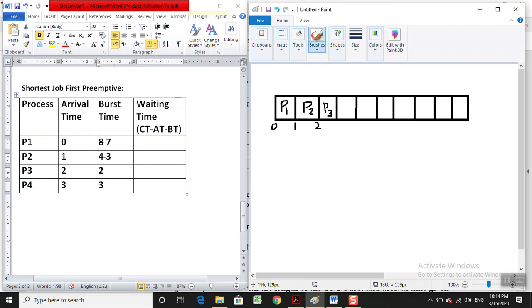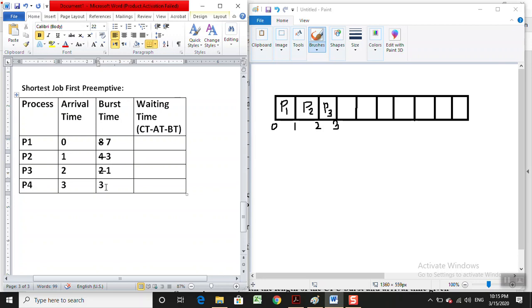P3 has started its job. Okay, and it will continue until 3, because at 3 another job has arrived here. Now at 3, what is the remaining time left for P3? It's 1 millisecond. And another process P4 has arrived. So now does P4 have a shorter burst time than P3?